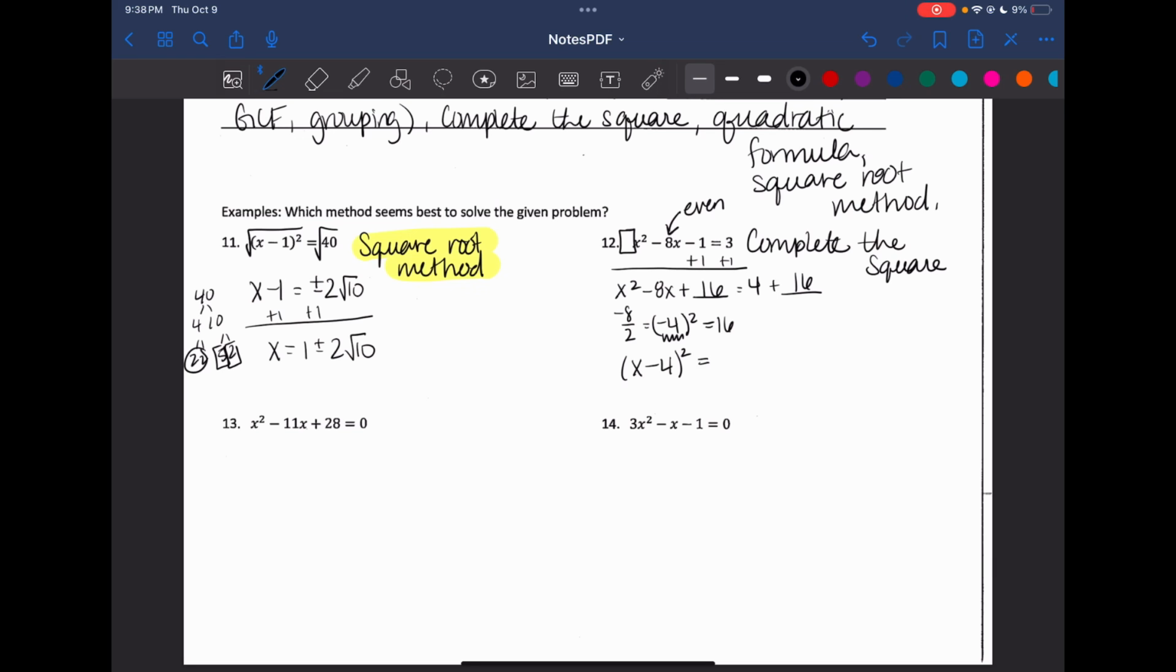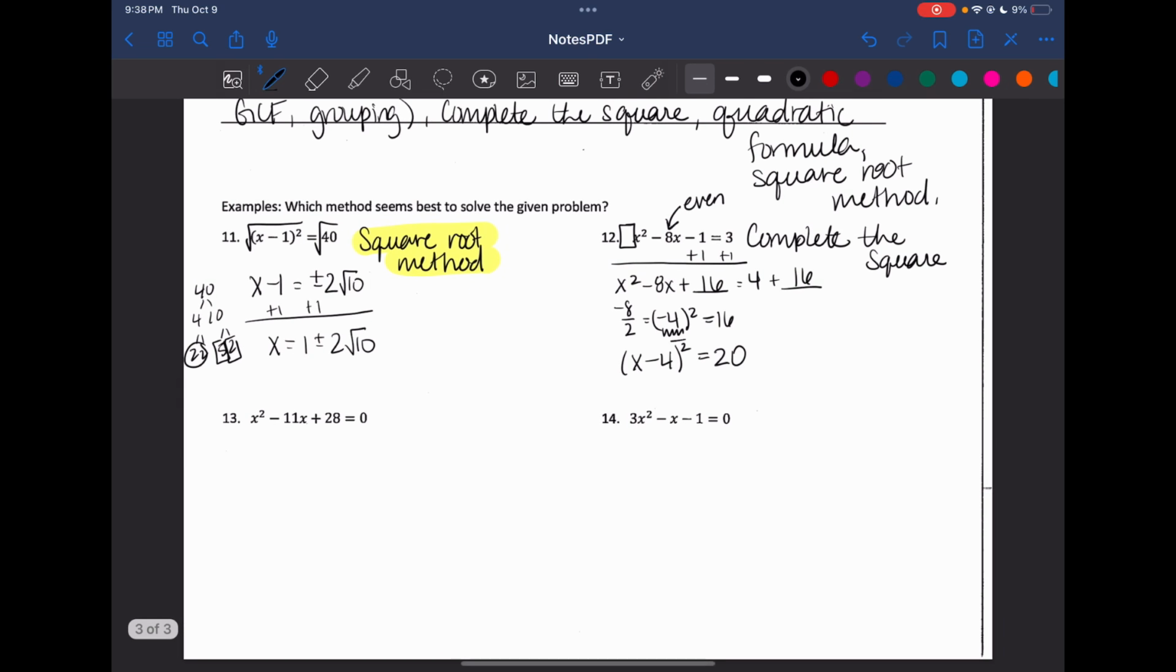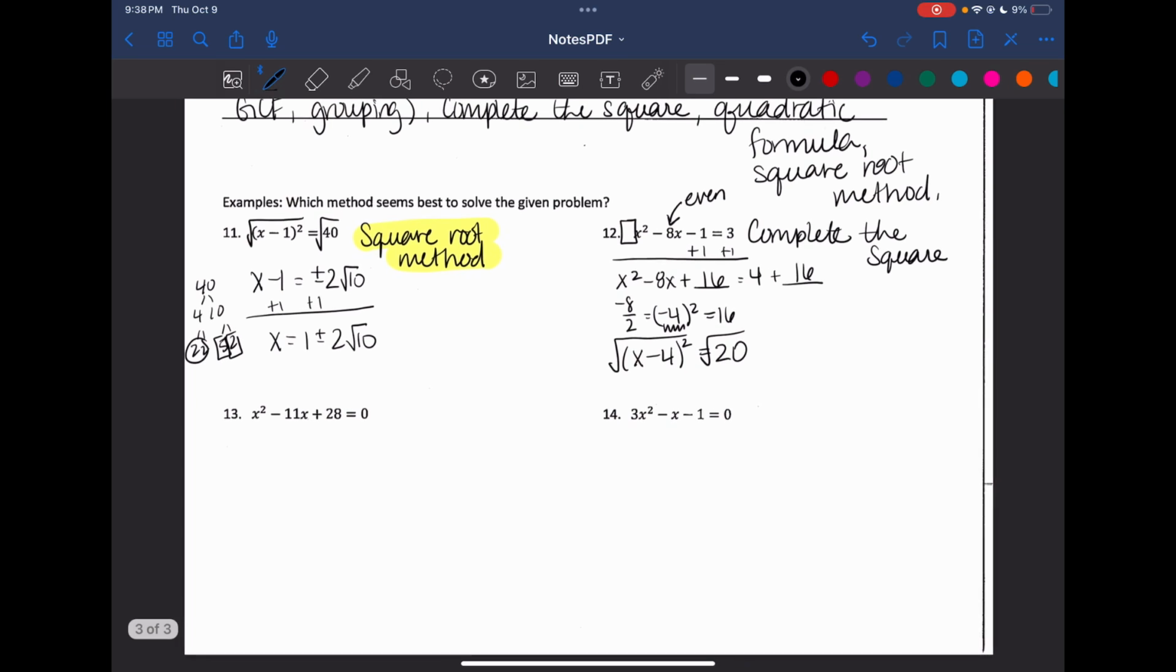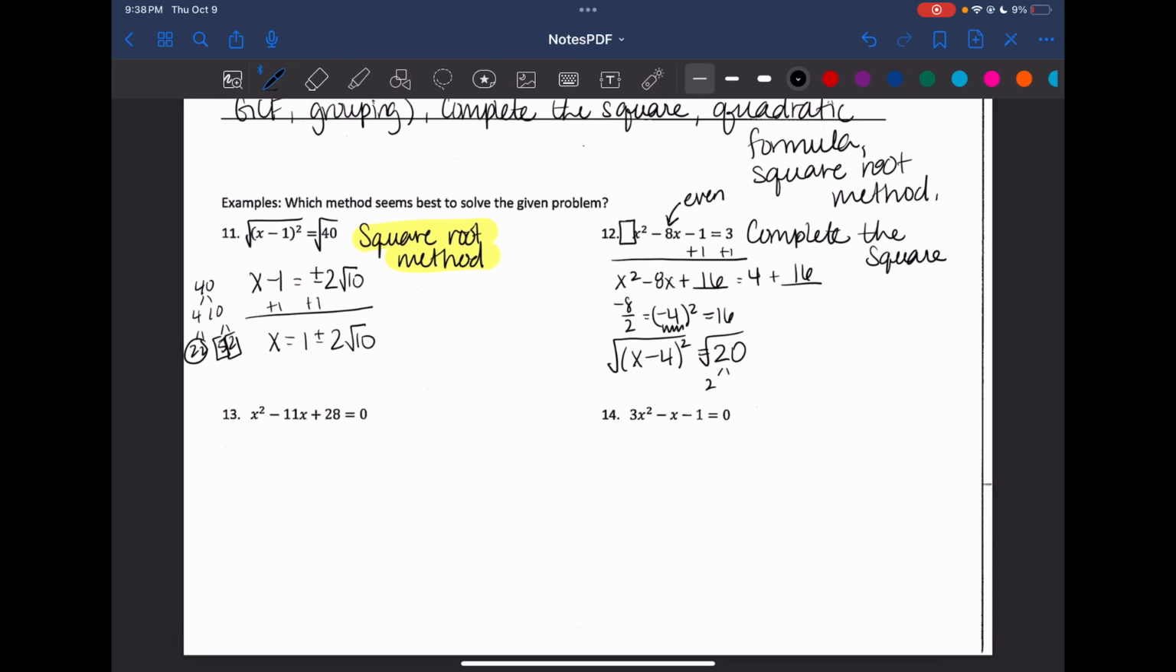Equals, go back to 4 plus 16, that's 20. Now from here, it's going to look very similar to the square root method, and it should, because that's the only couple of steps you have left. Take the square root of both sides. 20 can break down: 2 and 10, or 4 and 5 works as well. 2 and 5, so you have 2 radical 5.